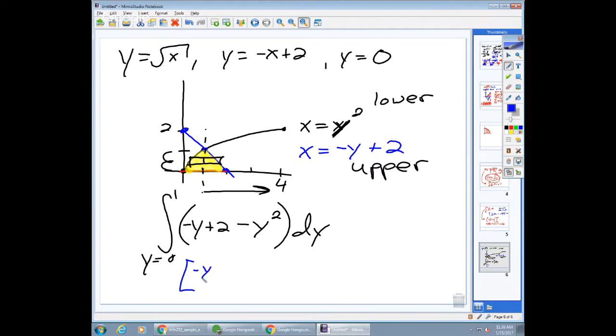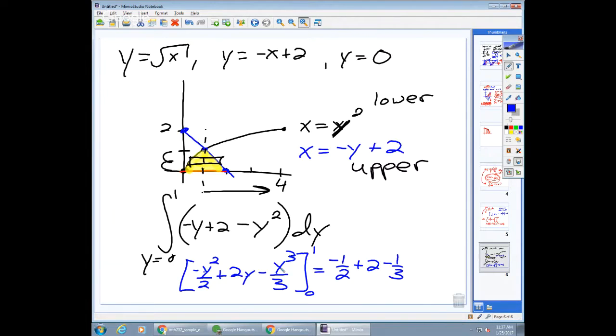So the antiderivative here would be negative y squared over 2 plus 2y minus y cubed over 3 from 0 to 1. And that evaluates to negative 1/2 plus 2 minus 1/3. And what happens when we plug in the lower boundary here? I get a whole bunch of zeros. On a test, it's worth writing that down to make sure you really believe that instead of just thinking it, because a test is different pressure than homework in class. But I feel good about that.